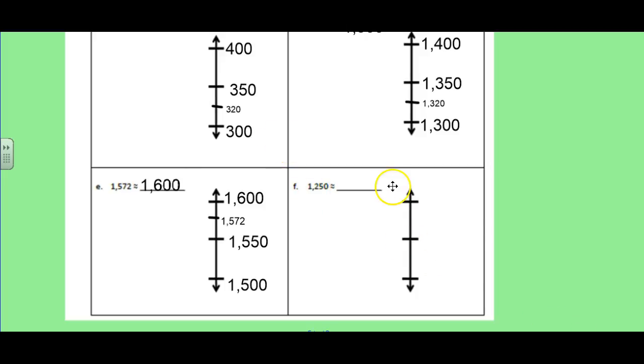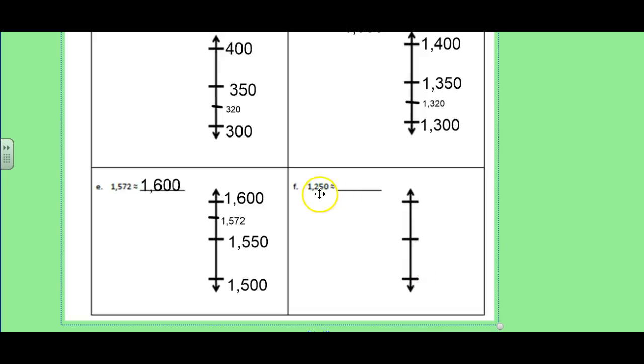Okay, so for F, I'm going to have you do this one on your own. Remember to look in the hundreds place, and that's going to help you label your numbers on the number line. So I want you to do your best that you can on this, and once you have it completed, you can push play to check your answer.